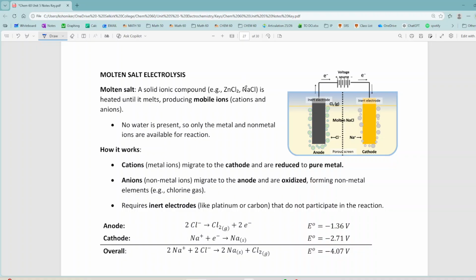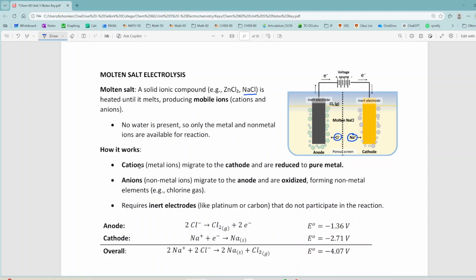In this example, I've got sodium chloride. So there are mobile sodium ions and mobile chloride ions in this ionic compound. Some examples are an aqueous solution instead. This one just happens to be molten, which is a little bit weird, but it's fine. The key idea is that no water is present for this one, so only the metal and non-metal ions are available for reaction. The only things here are these sodium ions and chloride ions.